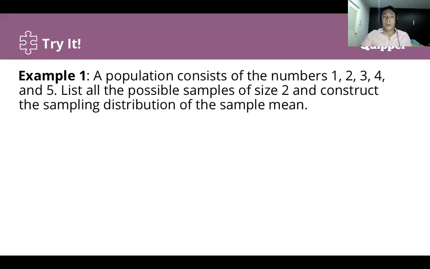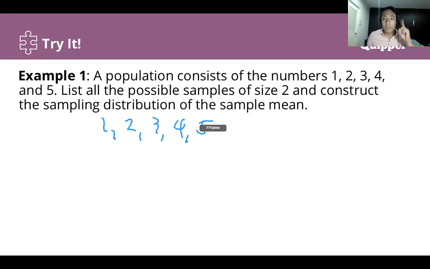Okay? Example 1. A population consists of the numbers 1, 2, 3, 4, and 5. List all the possible samples of size 2. So we have a pair again, 2. And construct the sampling distribution of the sample mean. So ang ating first step kanina, using all those information that we discussed before this example, of course, we need to know the pairs first. Ano yung mga pair na yan? So we have 1, 2, 3, 4, 5.